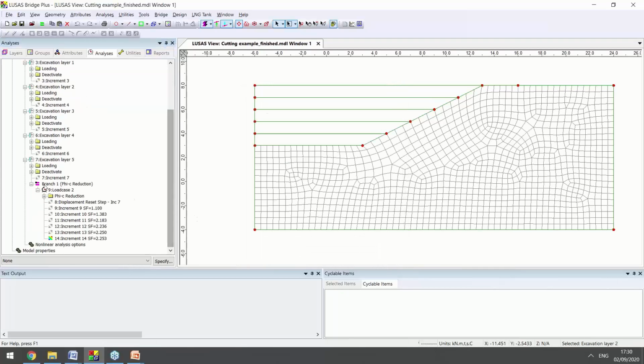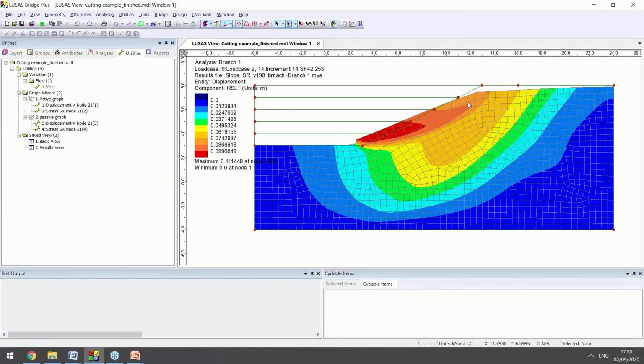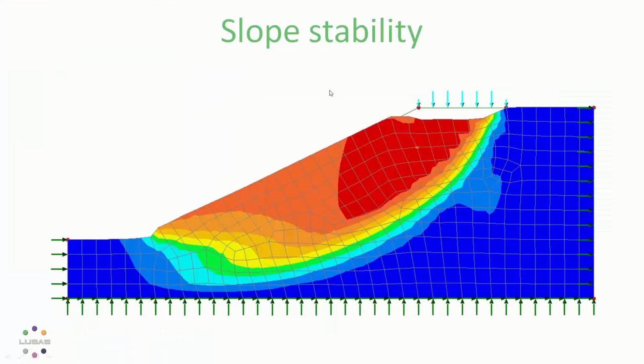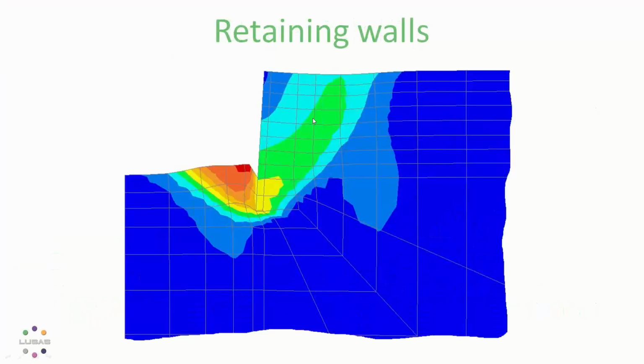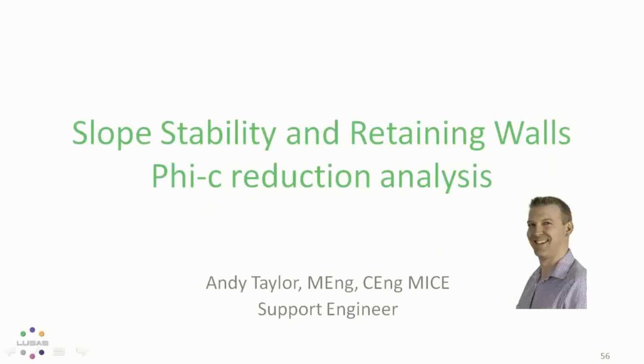In this particular model, I've only put in one slope stability check, and that's right at the end of the construction stages after layer 5 has been excavated. If we look at the results, what we can see is a classic slip circle failure and a safety factor of 2.253. The same approach can be used for both slope stability and for retaining wall structures, and as well as doing it in 2D, in LUSAS we can also do this in a full 3-dimensional model. Back to you, Terry. Thanks, Andy.